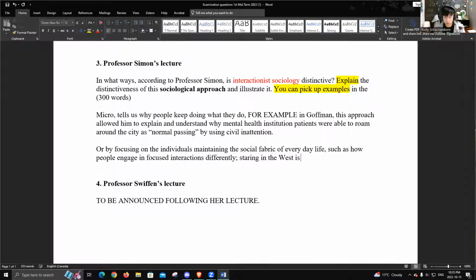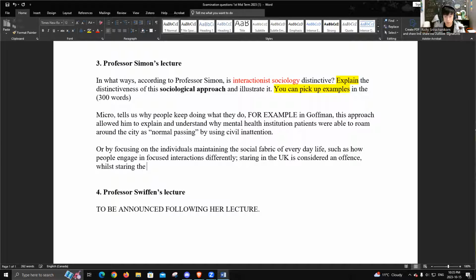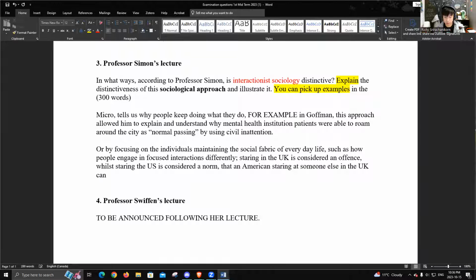Staring in the West is considered intense. Oh, sorry, staring in the UK, right at the park, is considered an offense, whilst staring in the US is considered a norm. That someone staring at an American staring at someone else in the UK can potentially cause a conflict.